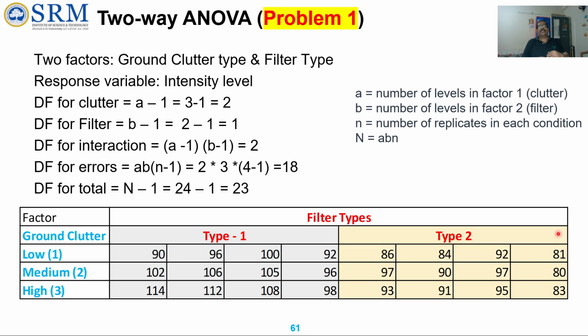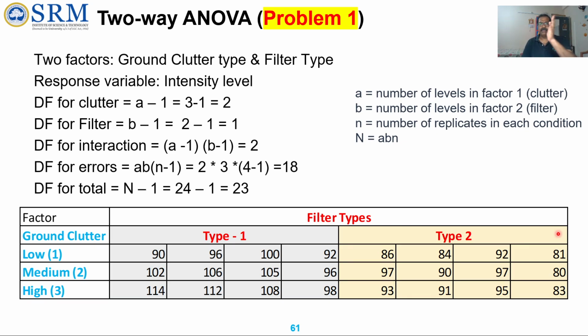So what are all the things we need to do? First, we need to calculate the degrees of freedom. Two factors: culture type and filter type. Response variable is intensity level. Here A is the number of levels in factor 1, B is the number of levels in factor 2, n is the number of replicates in each column, and capital N will be A, B, n. So degrees of freedom for the first one, culture, has three types, 3 levels: low level, medium level, high level.